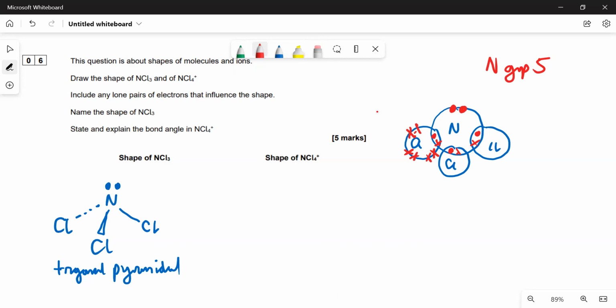It's not asking the bond angle. Of course, that would not be 109.5 because the lone pair causes more repulsion. It's going to be 107.5, something like that. Right, let's do the shape of NCl4+ now.